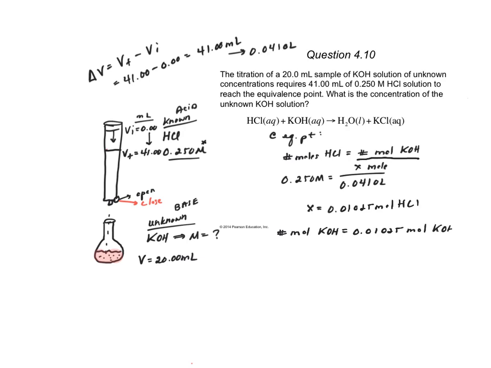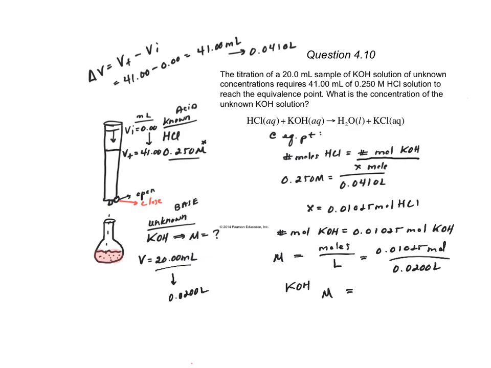Now, to calculate the concentration, the molarity, we know that's the number of moles of whatever divided by the volume of the solution. We now know the number of moles that were there, and we know the volume of the solution that was initially present, which is the 20 mL that we put into that Erlenmeyer flask. So we're going to take this, divide by 20, converted to liters, which is 0.020. So this is 0.020. And we end up with a concentration of KOH, a molarity equal to 0.513 molar KOH solution.